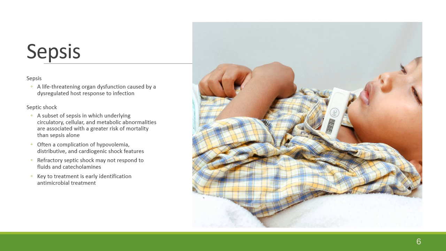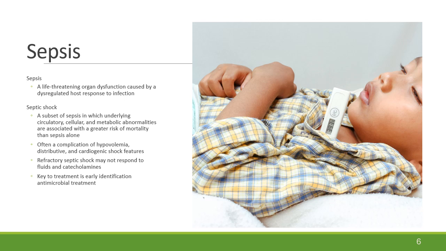Septic shock, which is a common cause for admission to PICU or pediatric intensive care units, is often a complication of decreased volume or hypovolemia and has distributive and sometimes cardiogenic shock features. Early septic shock can often be managed with volume resuscitation, giving fluid, antimicrobials, and supportive therapy. However, once it progresses, it may require vasoactive support, which we'll talk about a little later.